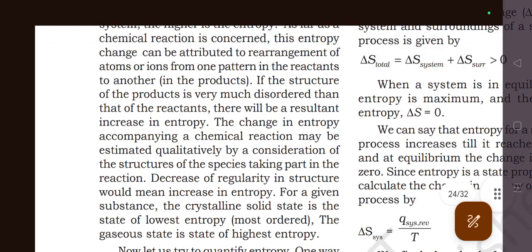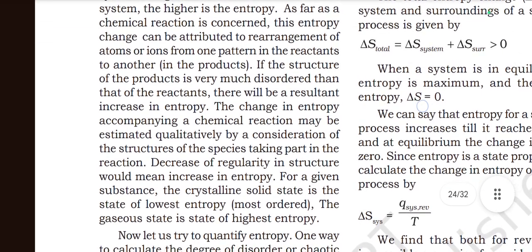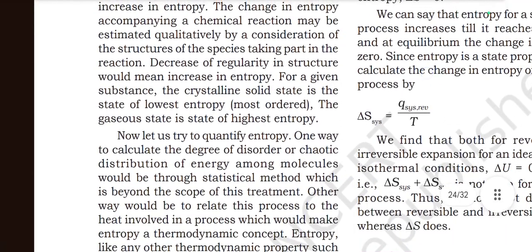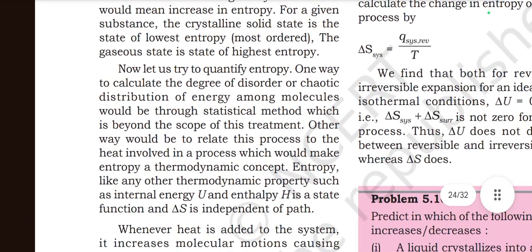If the structure of the products is very much disordered than the reactants, there will be a resultant increase in entropy. The change in entropy accompanying a chemical reaction may be estimated quantitatively by a consideration of the structure of the species taking part in the reaction. Decrease of regularity in the structure would mean increase in entropy. For a given substance, the crystalline solid is the state of lowest entropy. The gaseous state is the state of highest entropy.